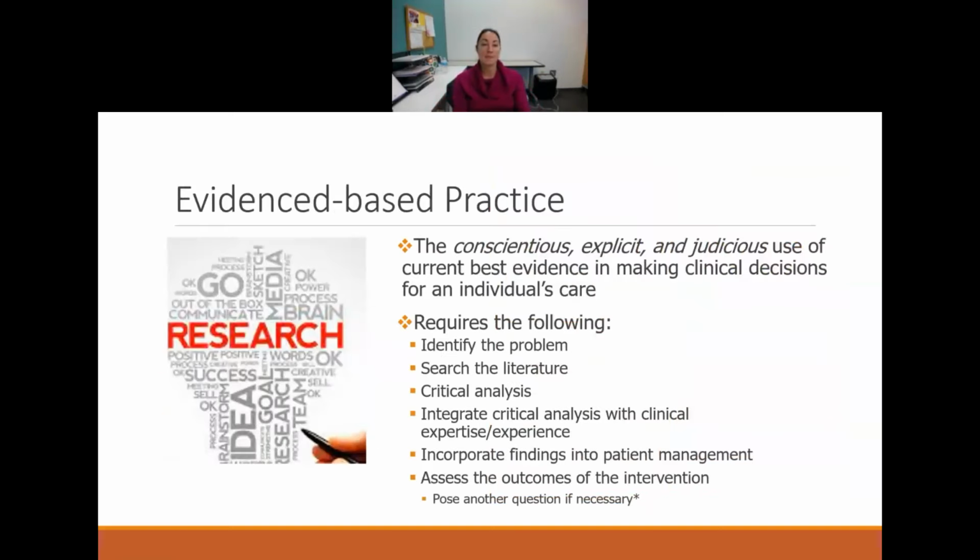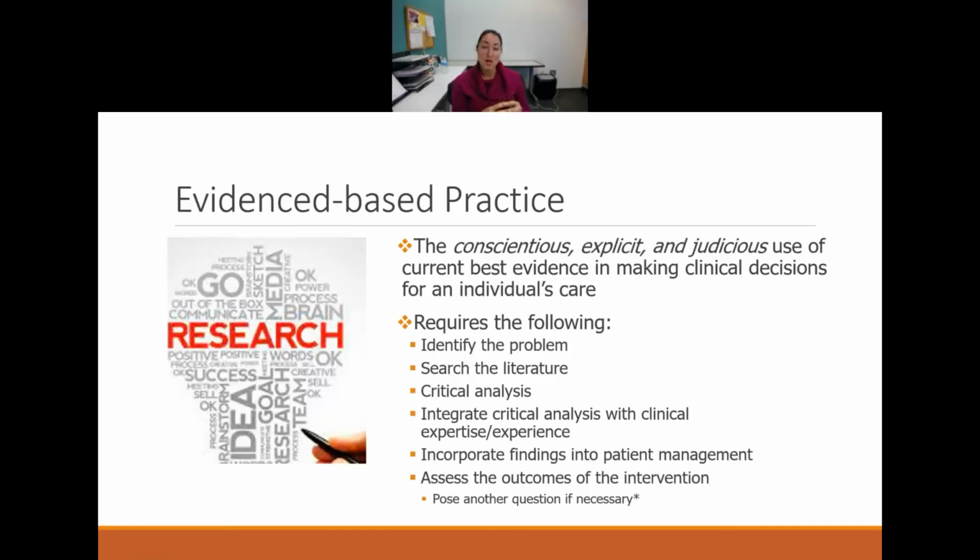Evidence-based practice. So, conscientious, explicit, judicious use of current best evidence in making clinical decisions for an individual's care. So you look at, I would like to do ultrasound. Well, is there evidence that ultrasound really helps somebody with this condition? Let me look at the research and decide, is this the best treatment, or should I do just a hot pack, or should I do ice? Which one would really benefit the patient the most? You look at the evidence, look at the research that's been done, and you decide based on that evidence what would be the best way of treating this patient.